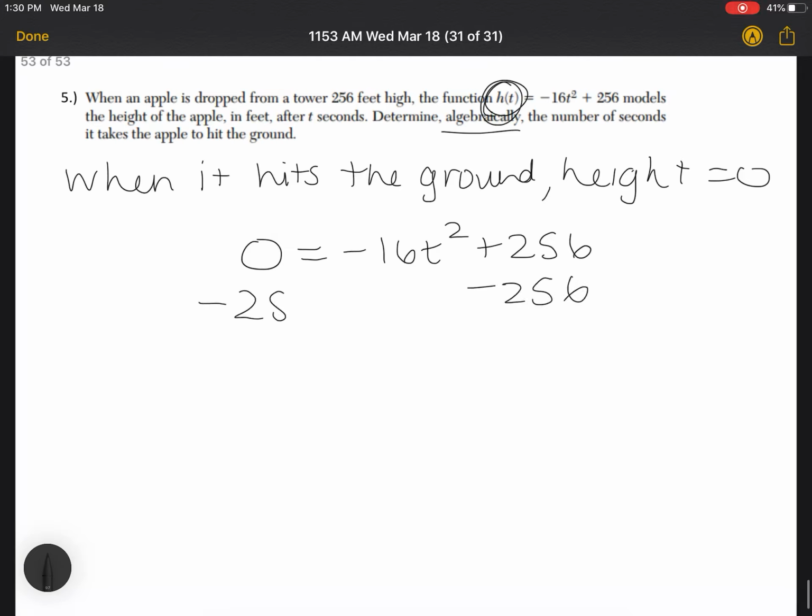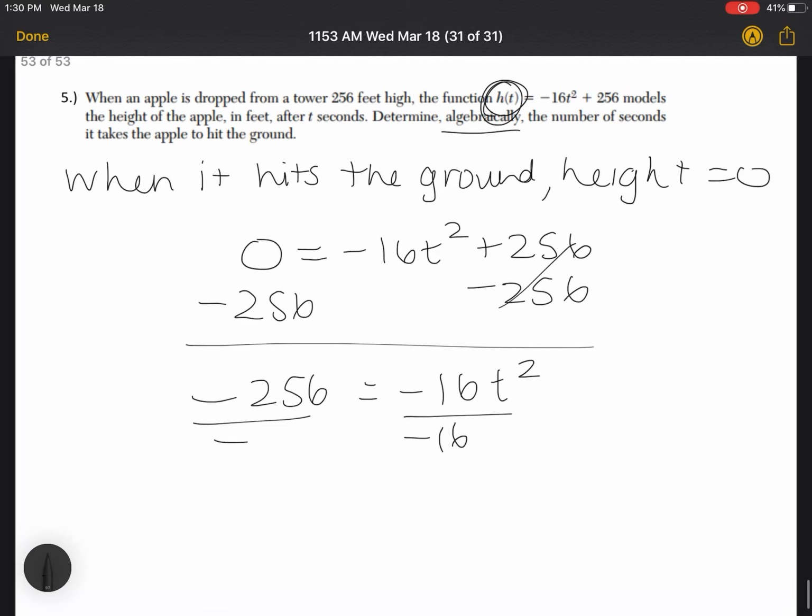First thing I want to move is the 256 by subtracting it. Negative 256 equals negative 16t squared. Next step to get t by itself is I need to get rid of the negative 16. Since negative 16 is being multiplied by t squared, to move it, I need to do the opposite and divide it. So negative 256 divided by negative 16 gives us 16 equals t squared.